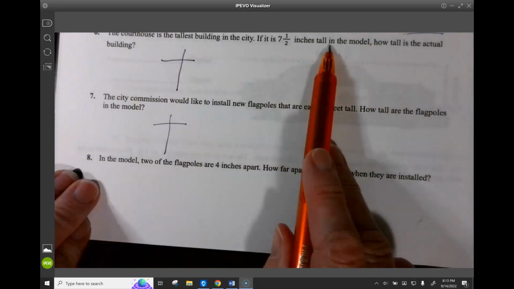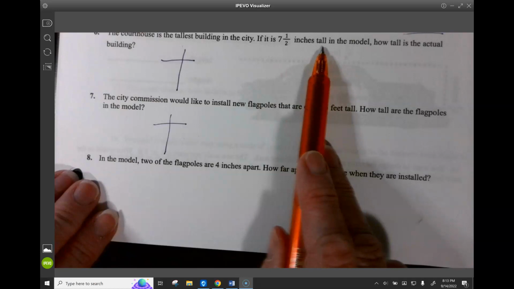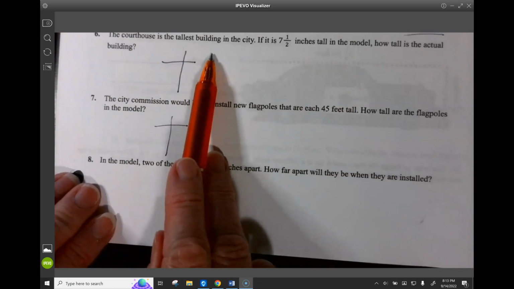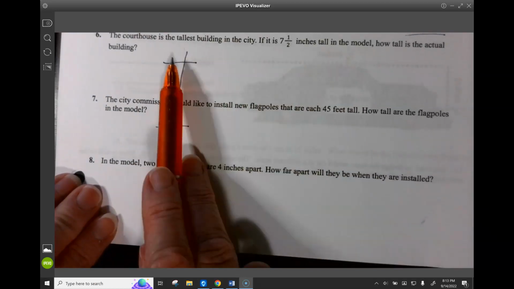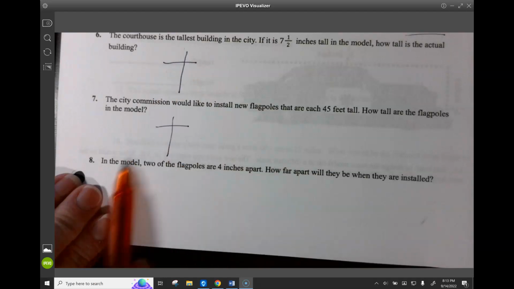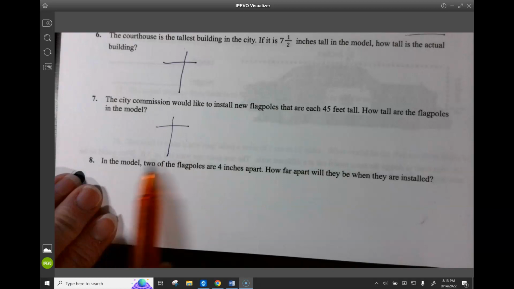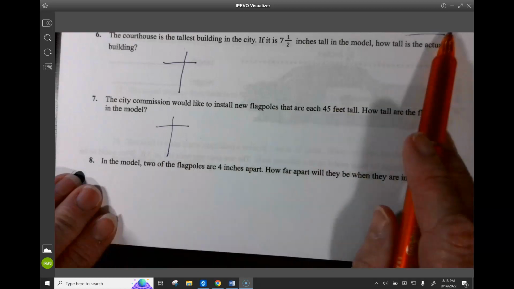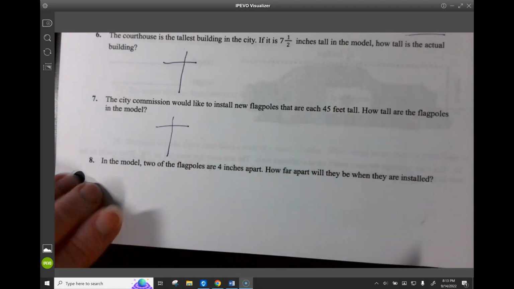So here it tells you that it's 7.5 inches tall. Do you think the courthouse is really 7.5 inches tall? No. So that's going to come over on this side. Okay? So just keep all of these in mind. Draw a little T-chart right here and fill in the inches and the feet. And you're going to do great. Okay? Next page. More scale drawings.